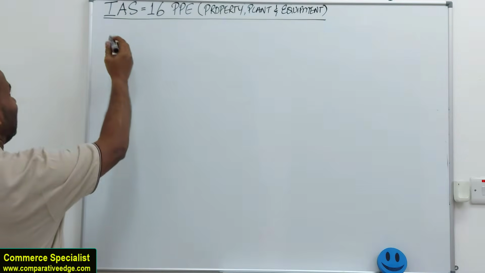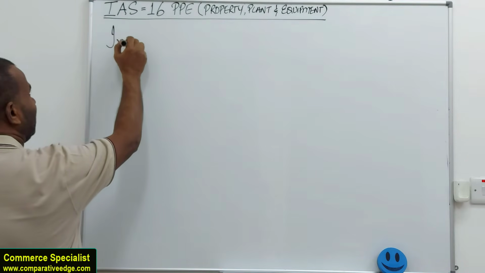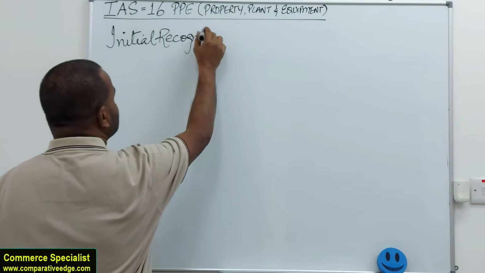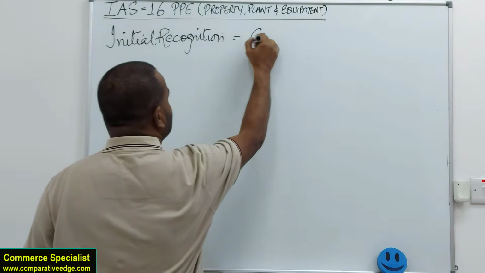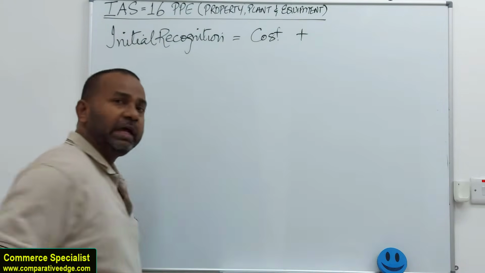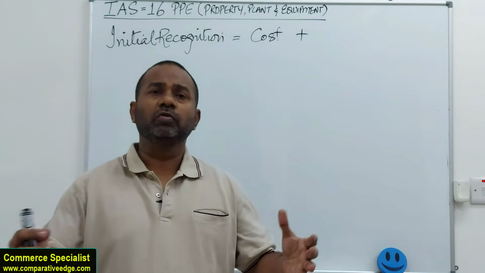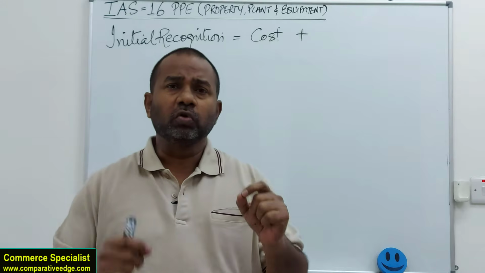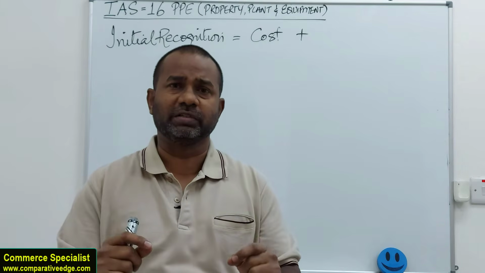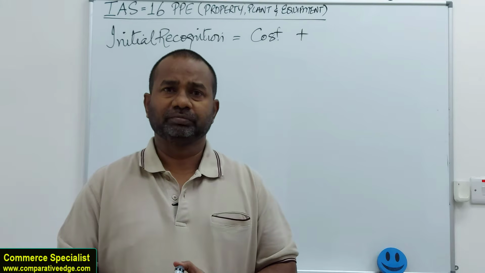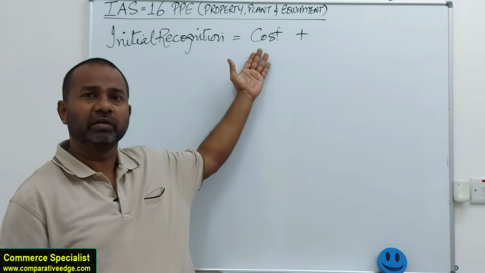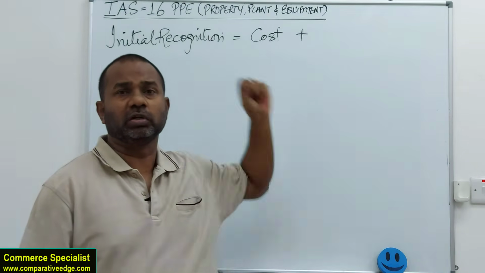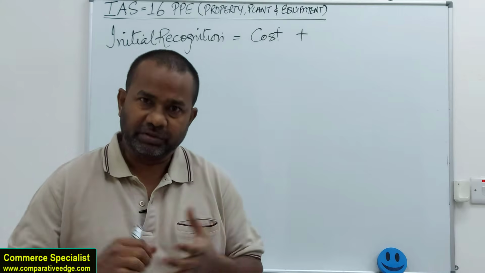IAS 16 tells us about initial recognition. Initial recognition is when you are buying a non-current asset, what is the value you are going to record your non-current assets at in your financial records. So the guidance is pretty clear. You have to record your non-current assets at the initial cost, the cost of purchase.